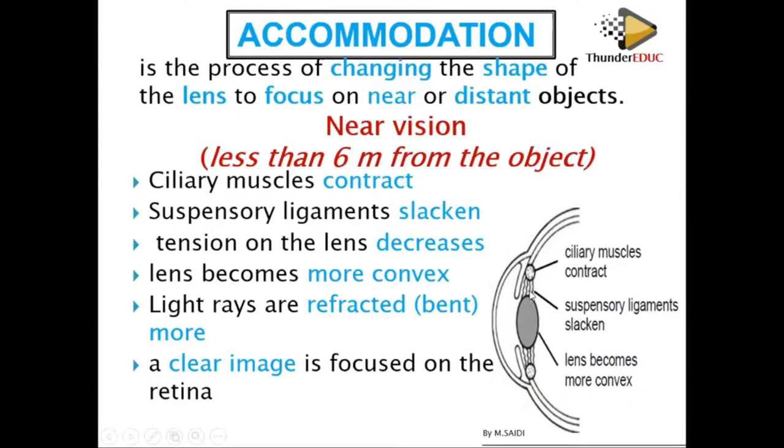The ciliary muscles contract, the suspensor ligament becomes slackened. When they slacken, the tension on the lens decreases. The lens becomes more convex, and then the refracting power increases. Light rays are bent to the retina more, and then a clear image is focused on the retina. That's how you can try to explain that.